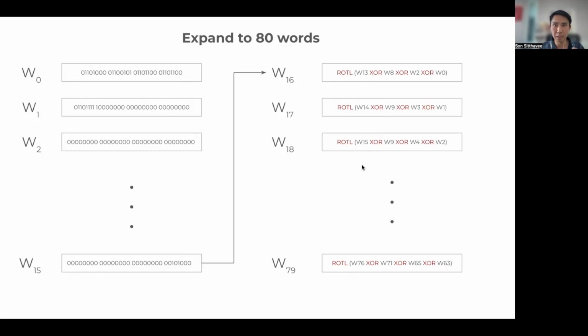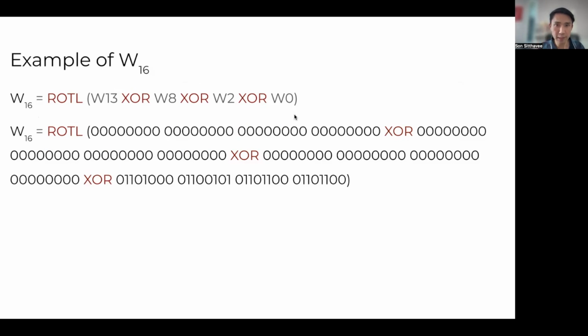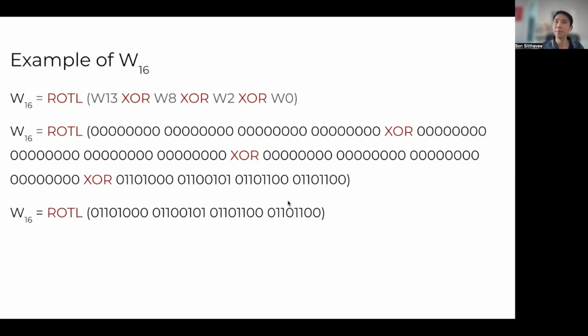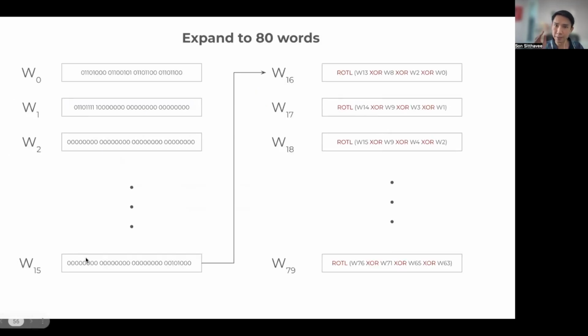Okay, let's see the example of word 16. We do a left rotation of the XOR of words 13, 8, 2, and 0. Now if I put the numbers in, these are the numbers, and then we do the XOR, we get this one. We do one left rotation, and this is the word 16 that we get. And we just keep repeating the pattern for 17, 18, until 79. These equations repeat themselves. You can see the pattern: you just keep incrementing the numbers, and then you get all of those 80 words that we need.